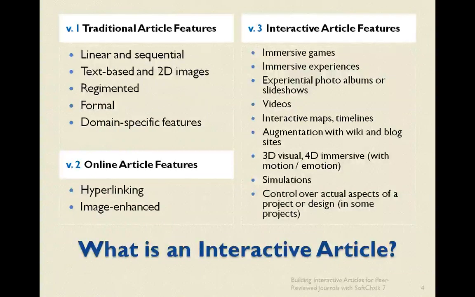So version 1 traditional articles tend to be fairly linear. They tend to be text-based. And then when we took it online, we have hyperlinking, we have the addition of images. And now with version 3 interactive articles, we can embed a game. We can use immersive experiences. We can put in photo albums and slideshows. We can put in videos as part of the article. We can have interactive maps and timelines, and pretty much anything you can do in a digital space, you can then take into an interactive article.